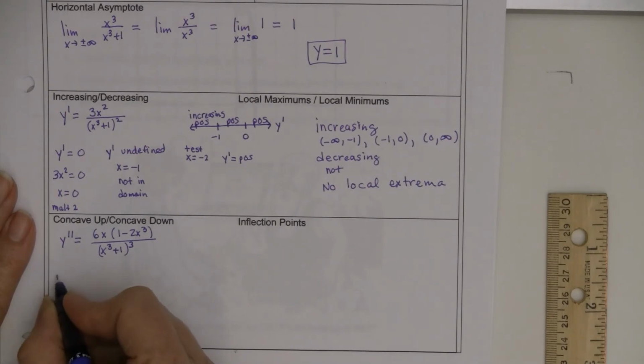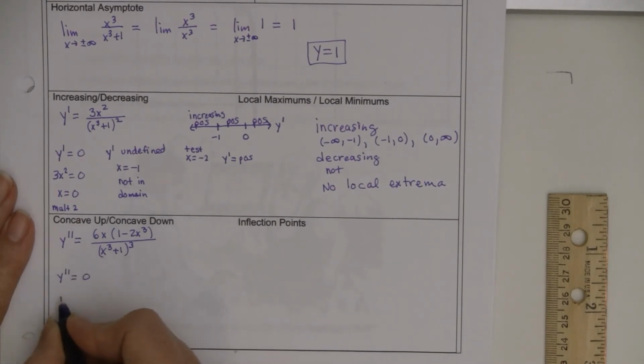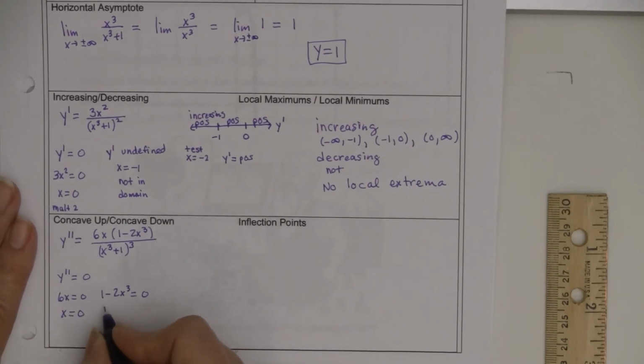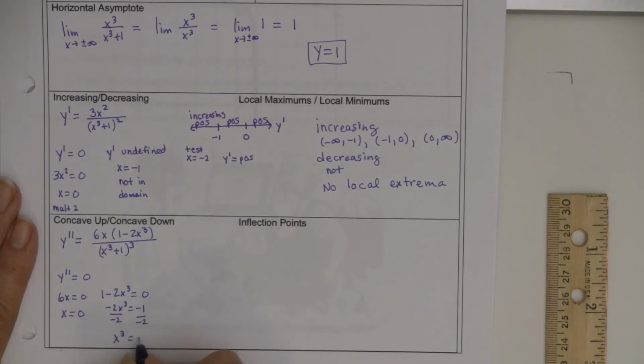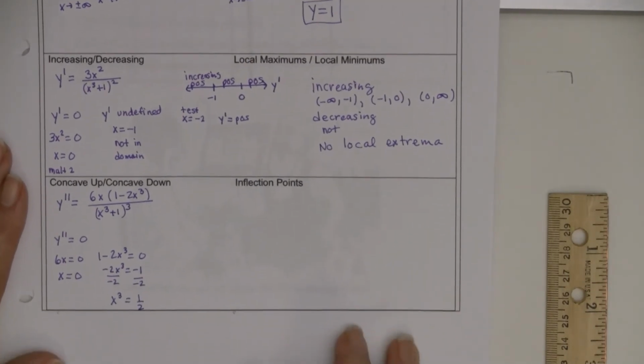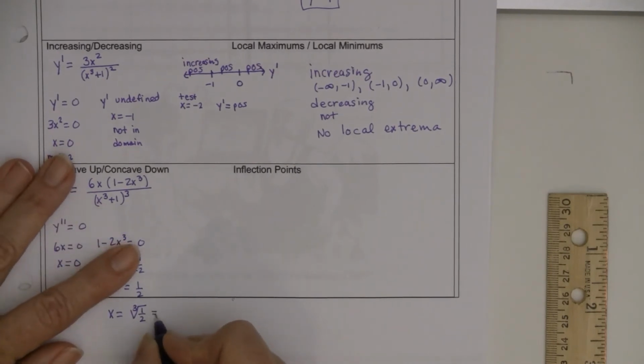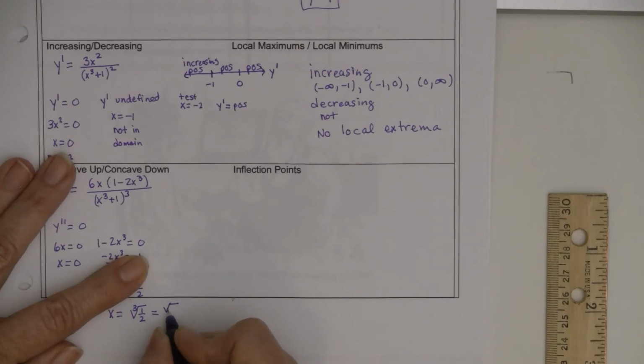And so we're looking where the second derivative is equal to 0. So that's at 6x equals 0, and 1 minus 2x to the third equals 0. So this gives us x equals 0. And then when I solve that, negative 2x to the third equals negative 1 divided by negative 2. So I get x to the third equals half. And I'm almost out of room. And that's going to be x equals the cube root of half, which is the same as the cube root of 1 is 1 over the cube root of 2.